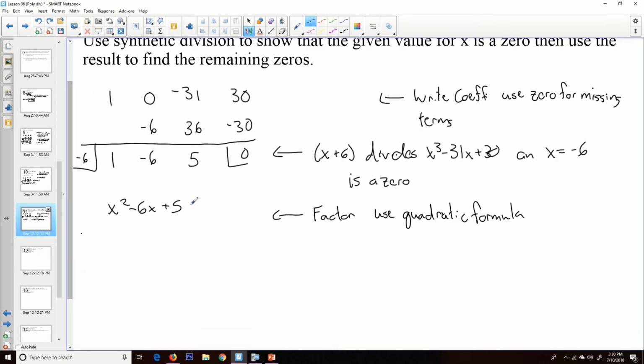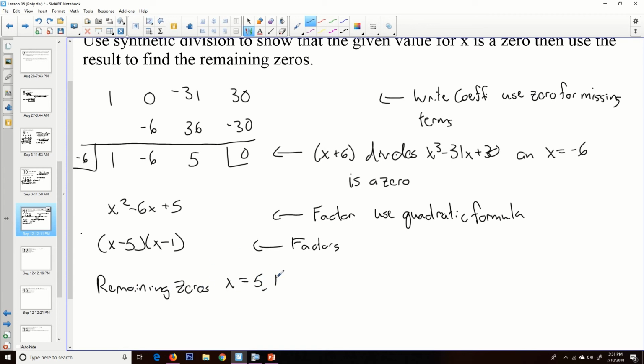Now I look at this thing and I say 2 factors of positive 5 that equal negative 6. Negative 1 and negative 5 work. So I'm going to go like this and say x minus 5, x minus 1, and then x times x is x squared, x times negative 1 is negative 1x, x times negative 5 is negative 5x, plus the negative 1 gives me negative 6, and then negative 5 times negative 1 is positive 5. So those are the factors. And so the remaining zeros would be x equals 5 and 1, what makes this thing 0 and that thing equal to 0.